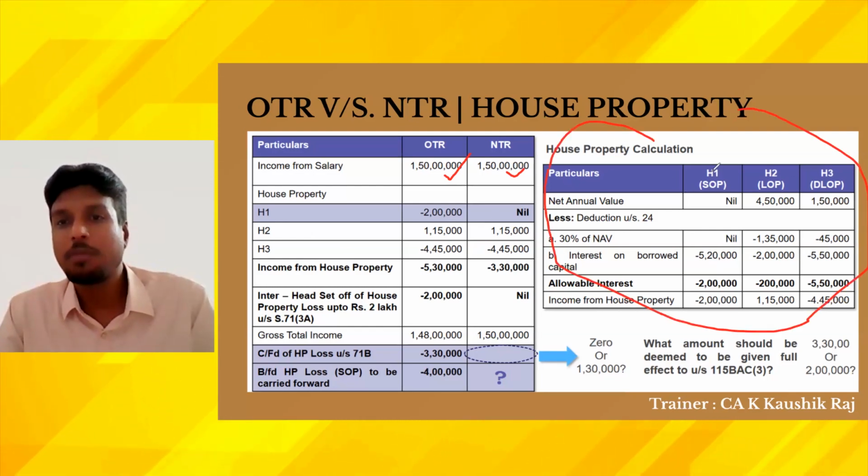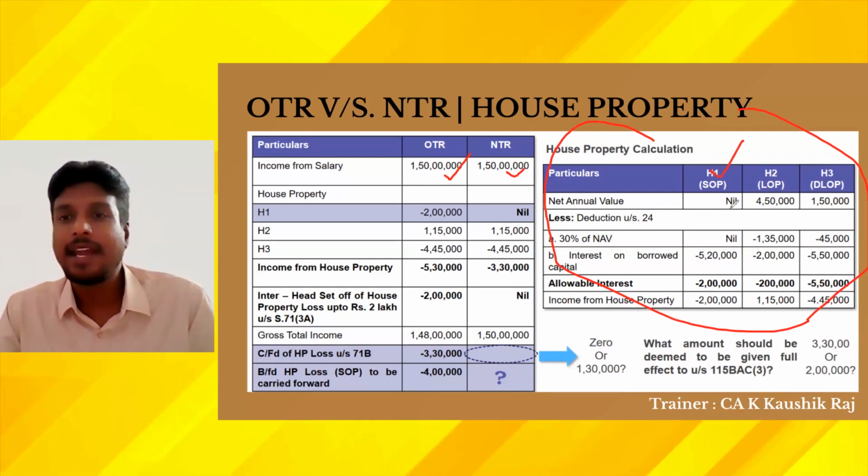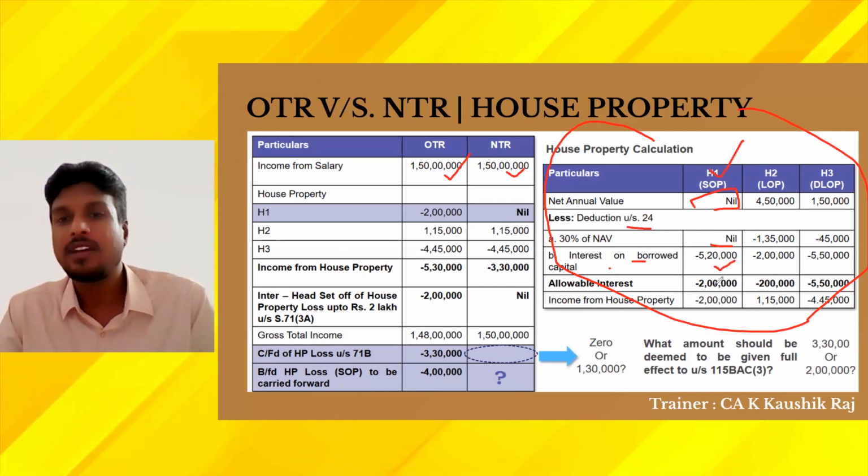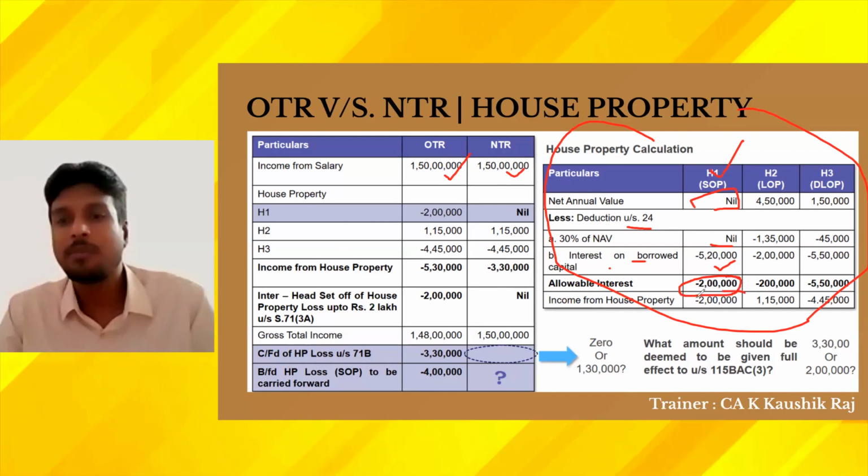In case of self-occupied property, house 1, net annual value will be nil. Deduction under section 24 shall be nil. Interest on borrowed capital will be 5,20,000. So out of 5,20,000, 2 lakh can be carried forward and 2 lakh will become the minus income from house property.